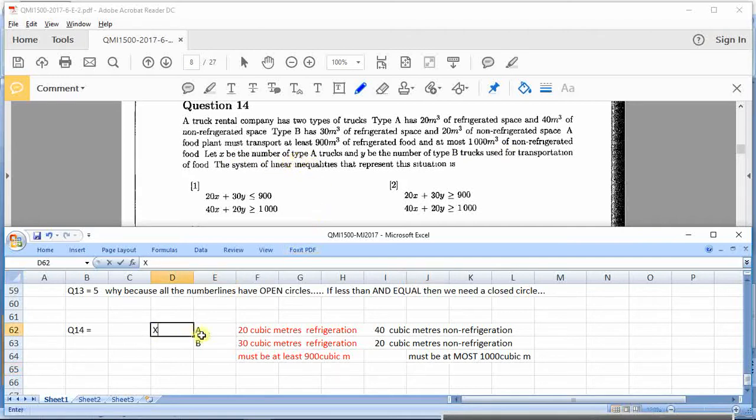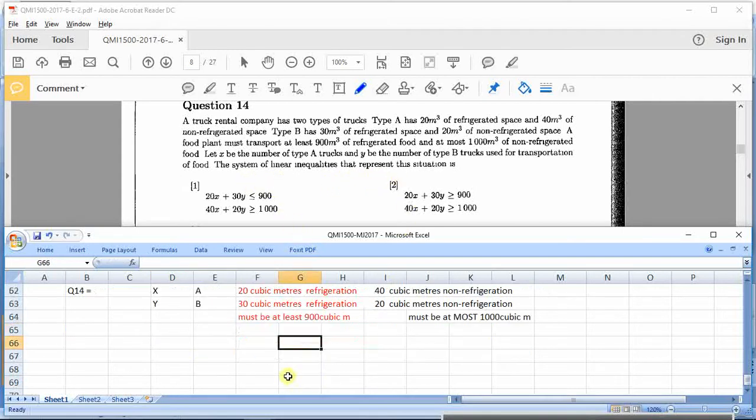Okay, so this is X and this is Y. The system of linear inequalities that represent the total situation, well then that's the number of trucks. Alright, so 20x plus 30y must be at least, so greater than or equal to 900. And then on this side, 40x plus 20y at most, so less than or equal to 1000. Alright, so there you go.